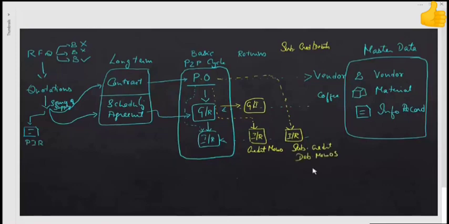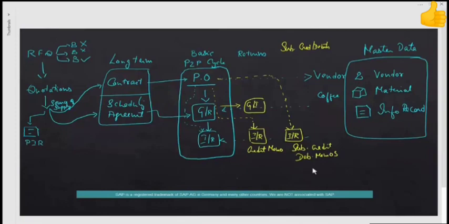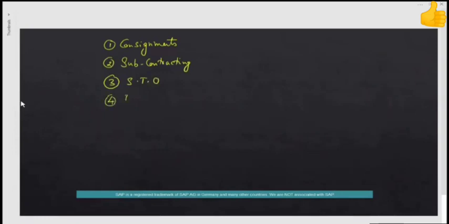So this is a summary of all the different transactions that we have seen so far and all the master data that we have understood so far. Now this is by no means an exhaustive list of transactions. There could be more variations possible. For example, we have not seen consignments. We have not seen subcontracting. We have not seen stock transfer orders. We have not seen blanket POs. Similarly, there are so many other concepts that we have not seen so far, but we have used them.